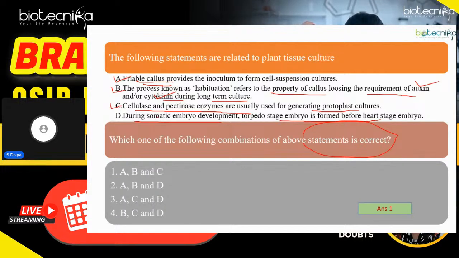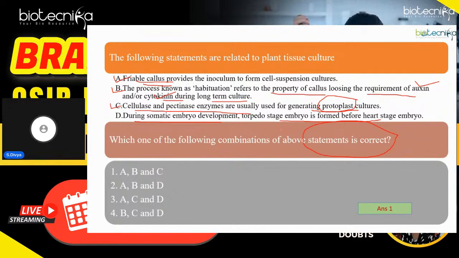So why is C correct? You know what a protoplast is? Have you heard about protoplast, anyone? These are the cells without cell wall. And cell wall is made up of what? Cellulose and pectin, right? So when you are giving the cellulase and pectinase enzyme, they will be degrading the cell wall. So what you are getting is a protoplast out of that.